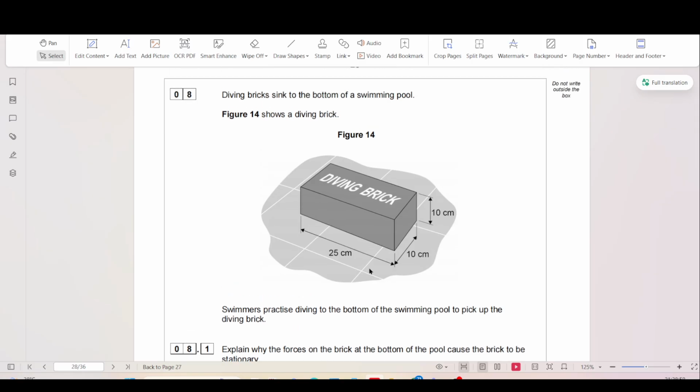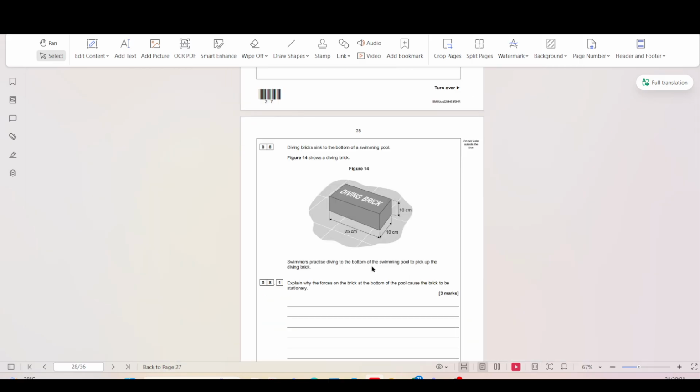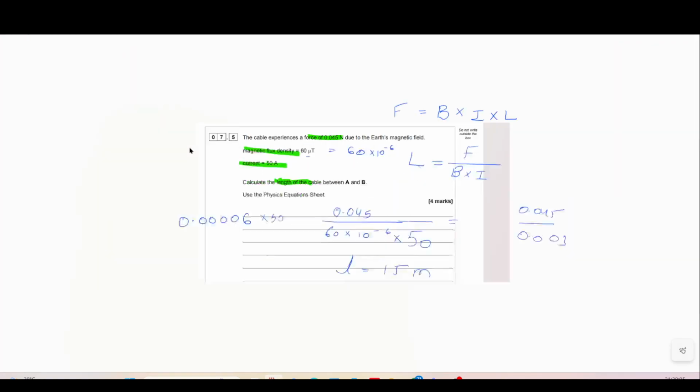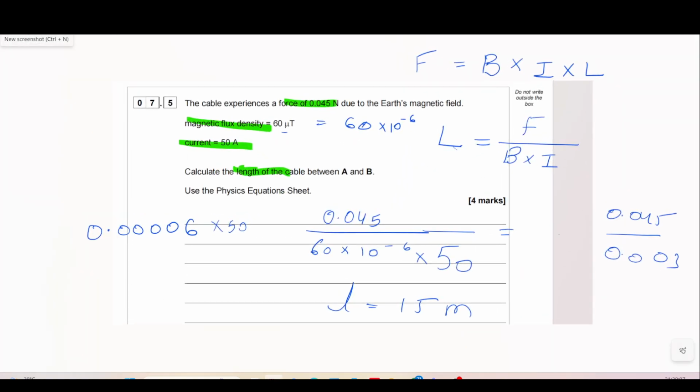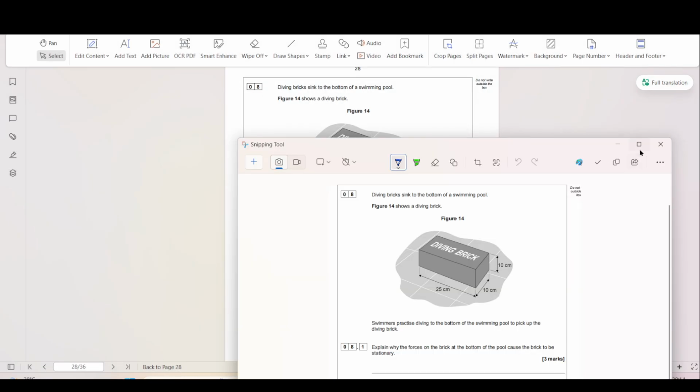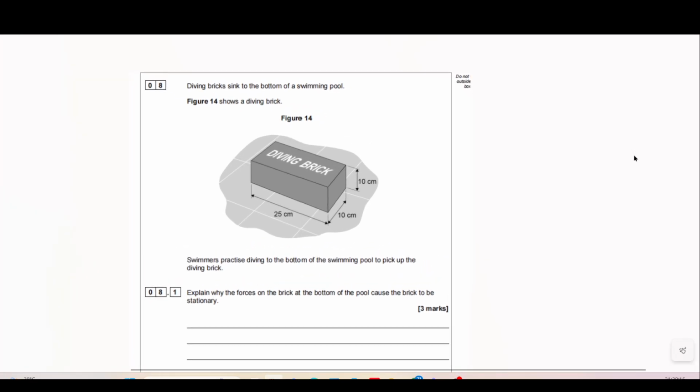Diving bricks sink to the bottom of a swimming pool. Figure 14 shows a diving brick. Swimmers practice diving to the bottom of the swimming pool to pick up the diving brick. Explain why the forces on the brick at the bottom of the pool cause the brick to be stationary. There's force from all the water causing it to stay still, not move. The water, like the weight of all the water.